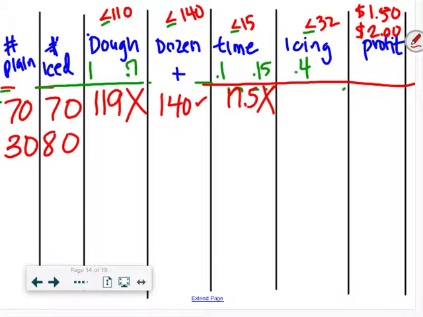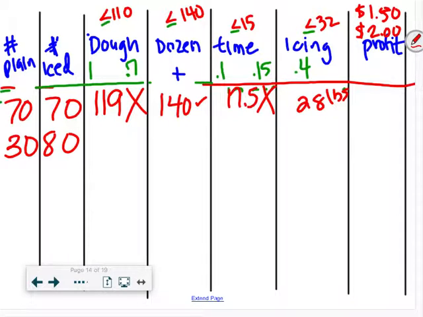Did we have enough icing for 70 though? How would we figure icing? 0.4 times our 70, and that would be 28. So it's going to only take 28 pounds of the 32. So we do have enough icing to do 70, okay?